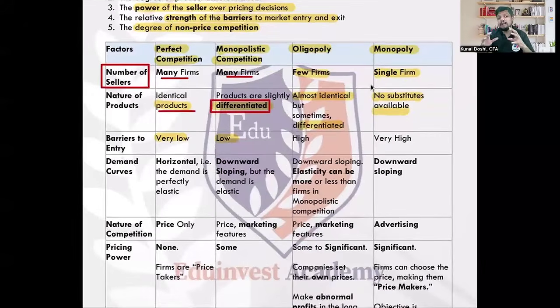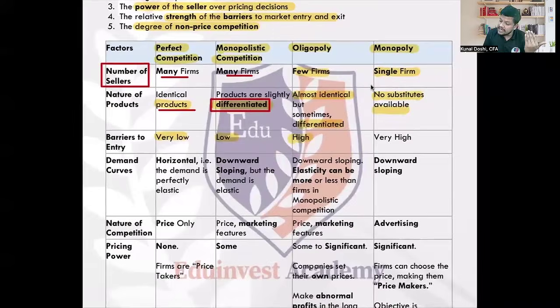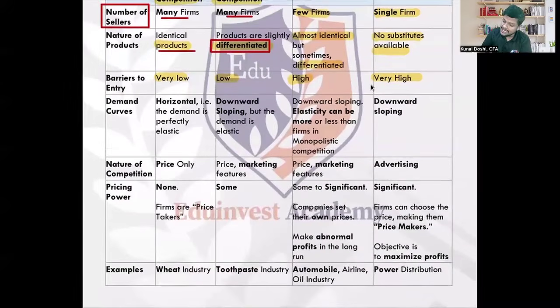Understood? When it comes to barriers to entry, as you move from perfect competition to monopoly, the barriers keep on increasing, and they are the highest in monopoly because there's only a single seller here. The most important thing is the demand curves. Demand curve is generally downward sloping, which means at higher and higher prices, the demand will be decreasing, correct? The demand will keep on decreasing at higher and higher prices.